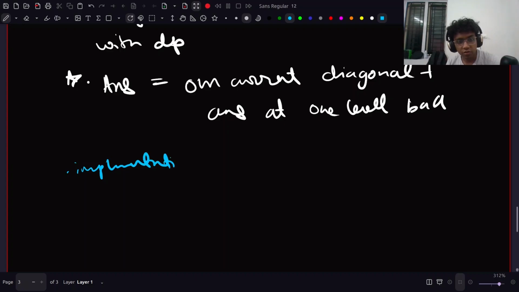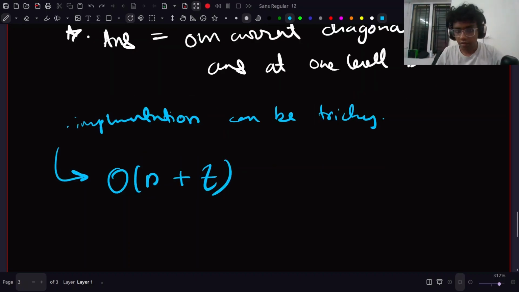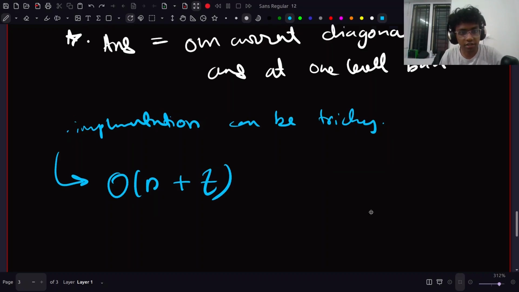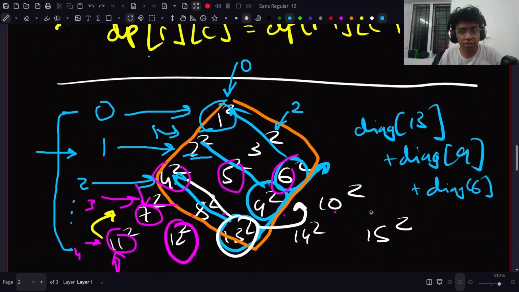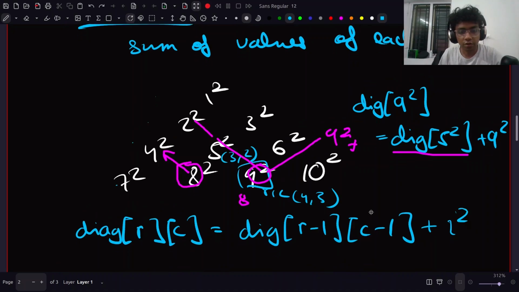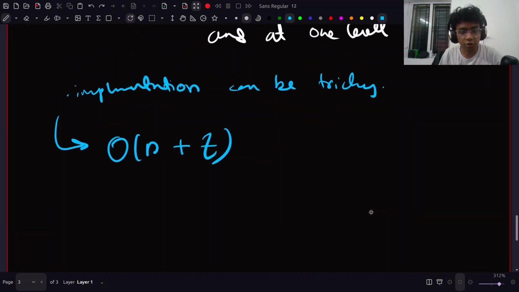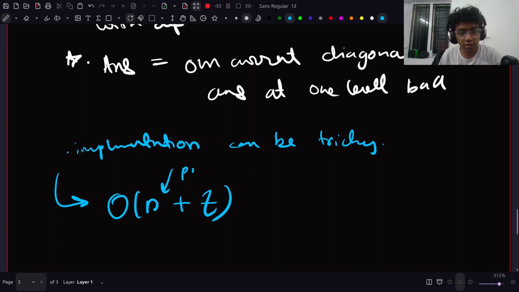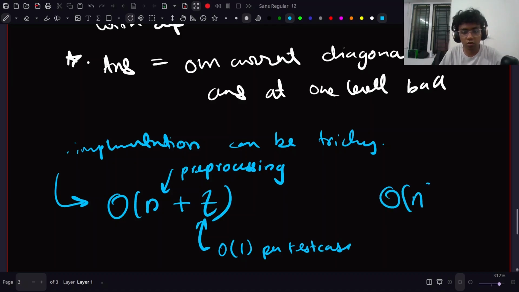Implementation can be a bit tricky, so we'll have a quick look at the code. As I was saying, that's the main issue we have to deal with for this problem. Otherwise the time complexity will be about big O of n plus t, because we are summing the values for each diagonal as well as for each answer. So it's simply big O of n for the pre-processing, and for each test case we simply need to print the value which we pre-computed. That's big O of 1 per test case, and the space complexity will be big O of n to store all the answers.